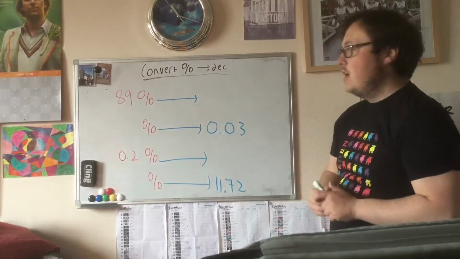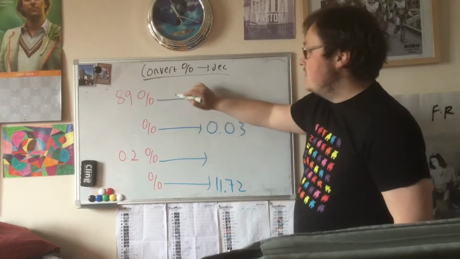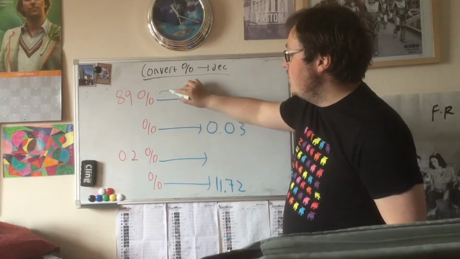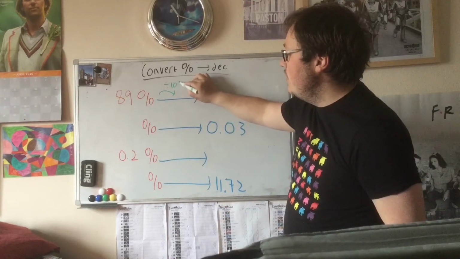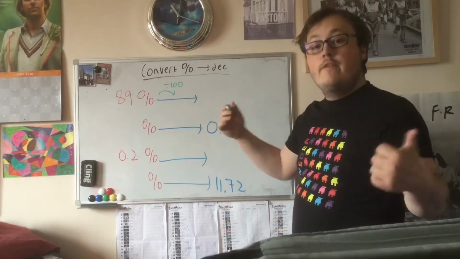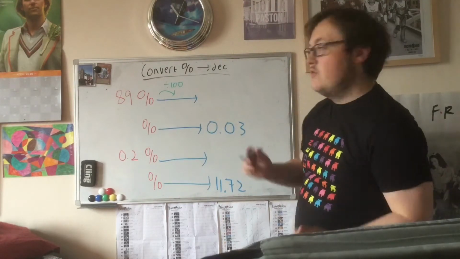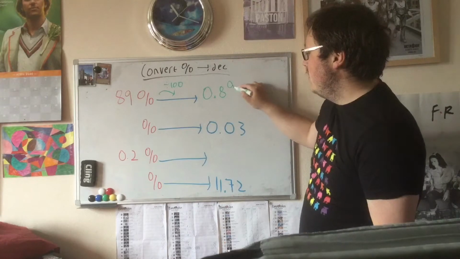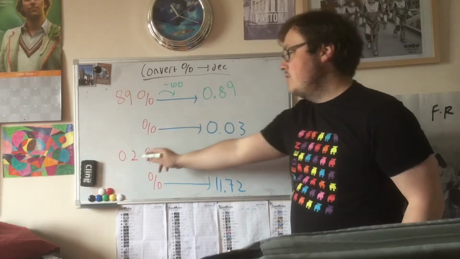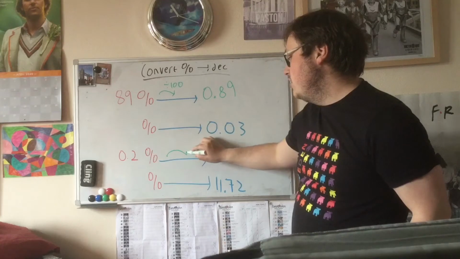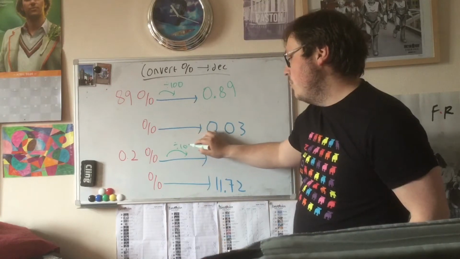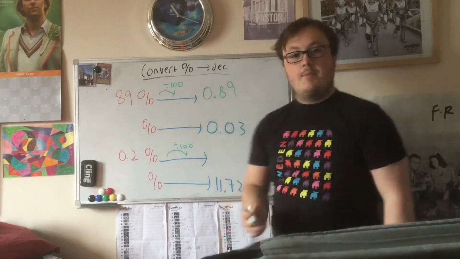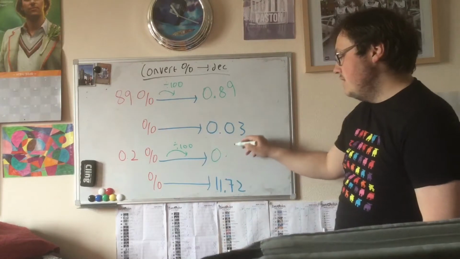new method. So, 89%, if we want to turn it into a decimal, we have to divide it by 100. So 89% divided by 100, so 89 divided by 100, that would be 0.89. You could do that as well for here. 0.2 divided by 100, so 0.2 divided by 100, that will be 0.002.